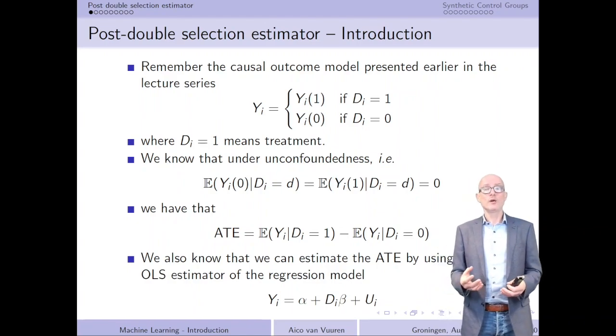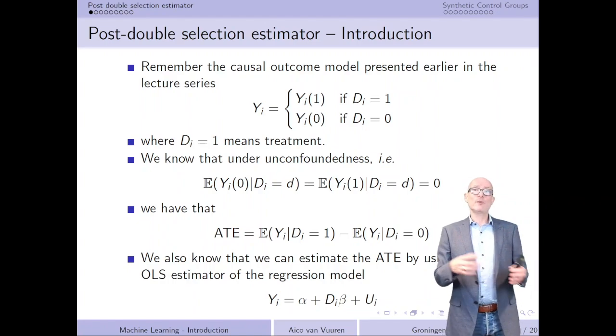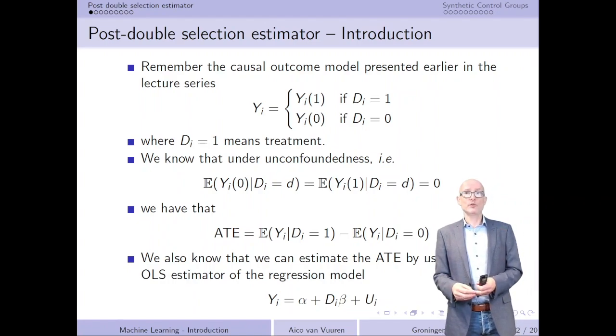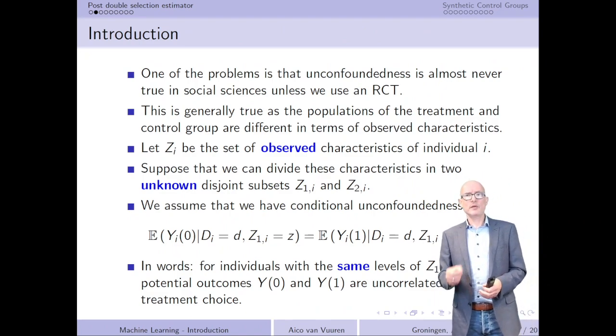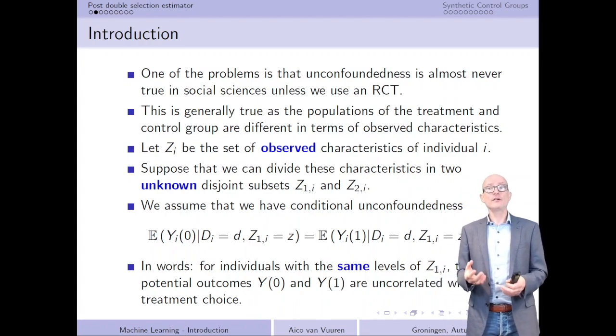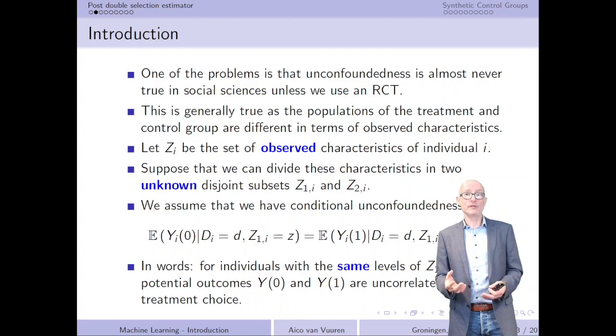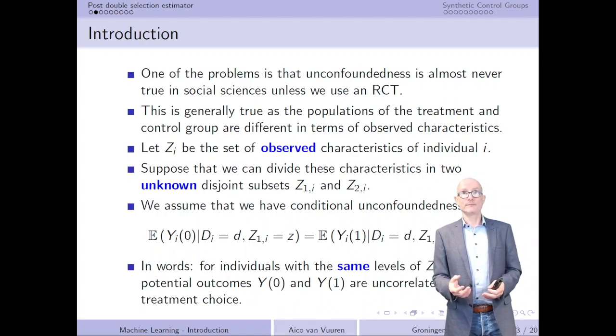We already know that at the moment somebody gets a medical treatment, the people that receive the medical treatment might be quite different from the individuals that do not receive it. But now suppose that we also take into account the values of z. Then conditional unconfoundedness means that if we also condition on z, then y and d become again uncorrelated with each other.